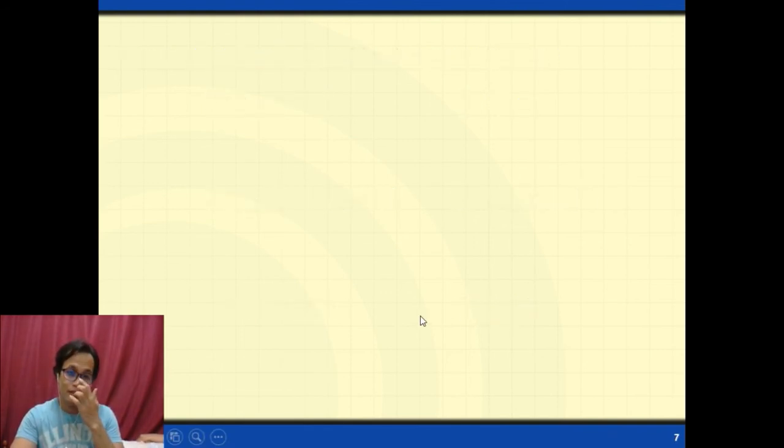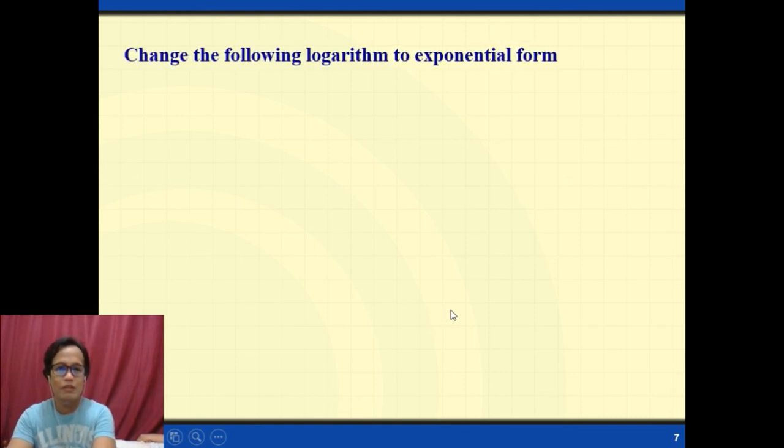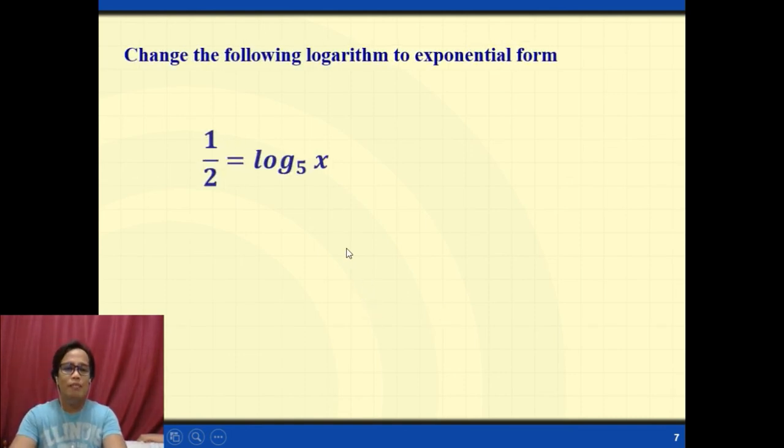Next. So, sayon ra. Next example. 1/2 equals log of x base 5. So, at the base here is 5. The exponent is 1/2. The x is our power. So, when we write this one, that is 5 raised to 1/2 equals x. The base 5, the exponent 1/2 equals x.